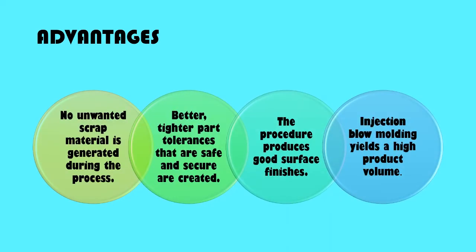The advantages of using injection blow molding are that no unwanted scrap material is generated during the process. Next, better, tighter part tolerances that are safe and secure are created. The procedure produces good surface finishes. Injection blow molding yields a high product volume.